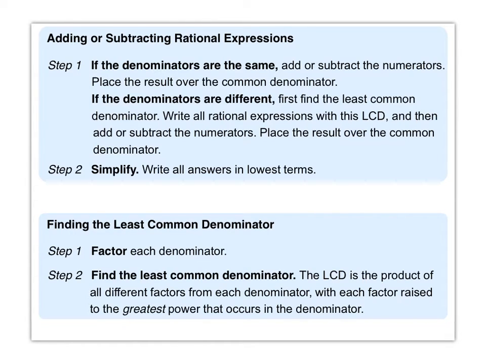Now, the way we go about finding the least common denominator for rational expressions is that we must first factor each denominator and then find the least common denominator, which is the product of all the different factors from each denominator, with each factor raised to the greatest power that occurs in the denominator.